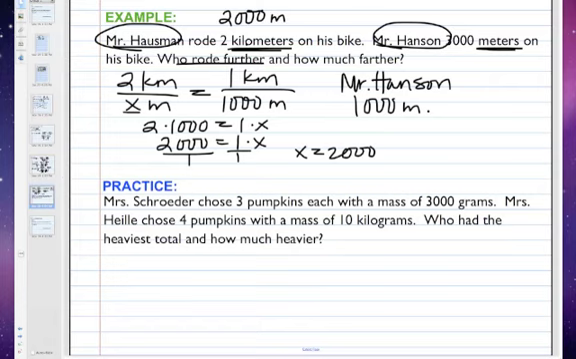Go ahead and solve this practice problem about Ms. Schrader and Mrs. Hiley in your notebook. Let's number it as problem number 7. And press play when you're ready to see the answer.